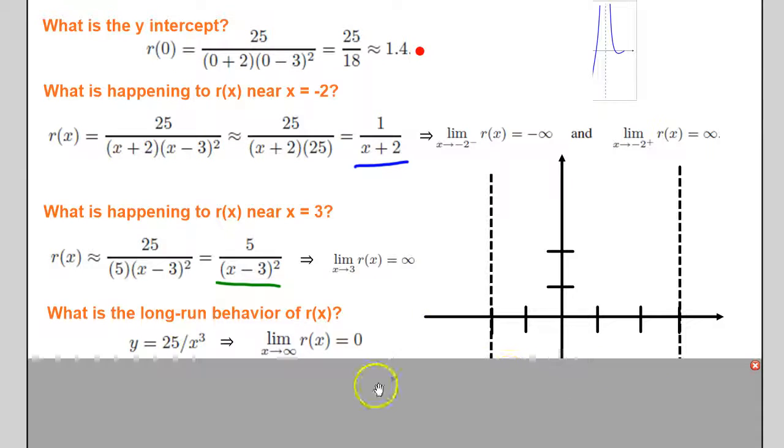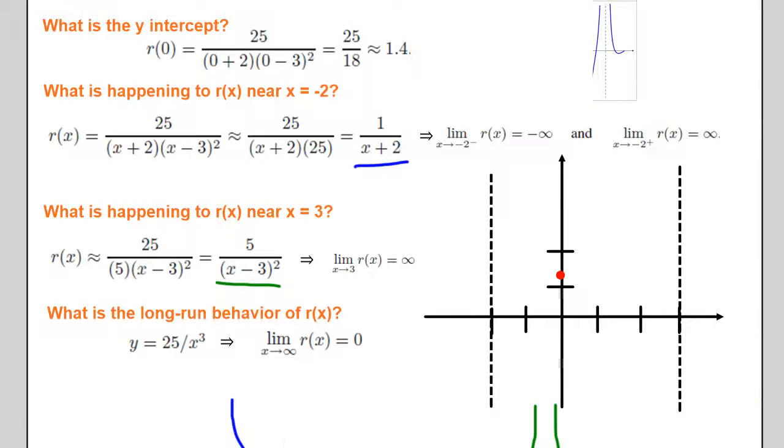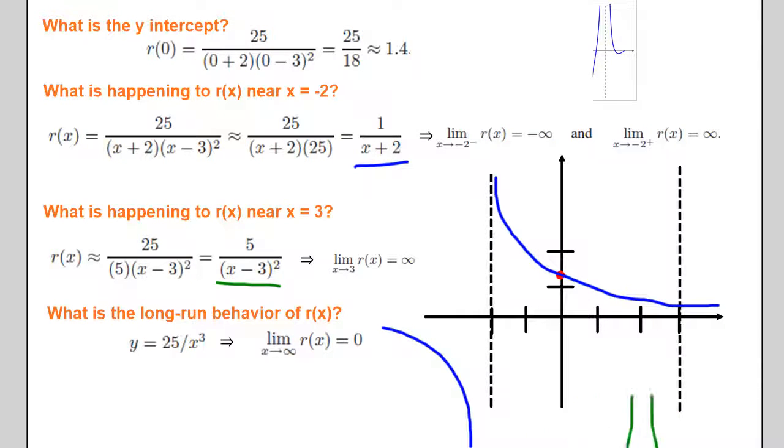So let's put all of that together to get a closer idea about our graph. So here's our y-intercept around 1.4. Here we have, remember, we had 1 over x plus 2, and that looks like this, but I have to go through the y-intercept. And then what's hugging the vertical asymptote over here, shift it over 3 units, and it looks something like this.